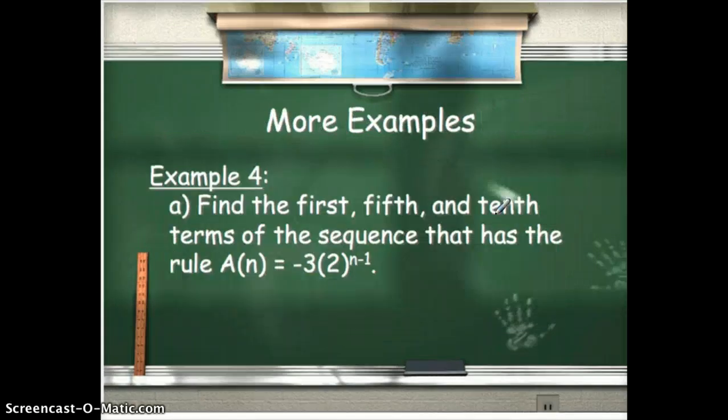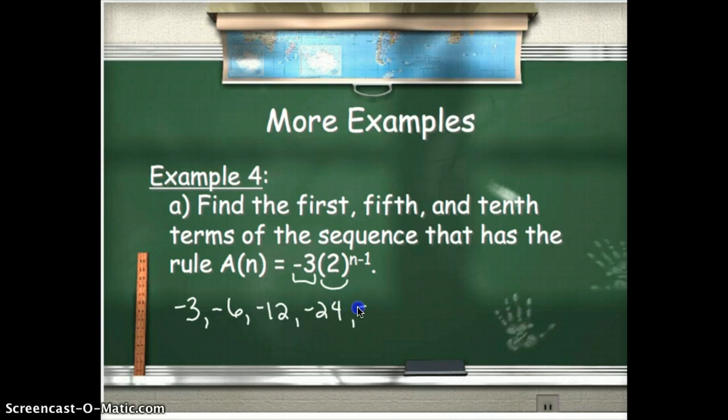So if we're looking at this, I want you to find the first, fifth, and 10th terms of this sequence. It has the rule a sub n equals negative 3 times 2 to the n minus 1. What I want you to notice about this rule is that this is my first term, and this is my common ratio. So if I just started listing, I could do negative 3, and that's going to multiply by 2. So negative 6, negative 12, negative 24, etc.